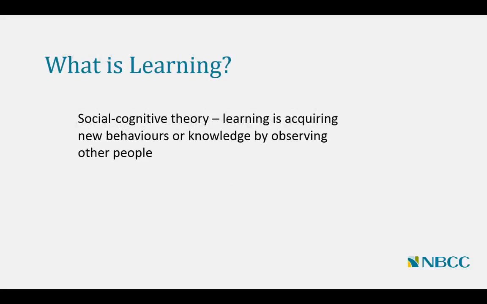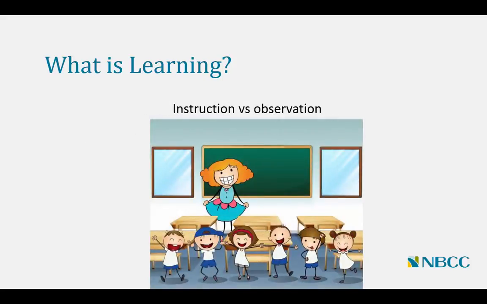Now, according to social cognitive theory, learning is acquiring new behaviors or knowledge by observing other people. So here's an example. In class, a teacher explains the idea of respecting others, and she asks questions about respecting others, and the students are able to give answers.